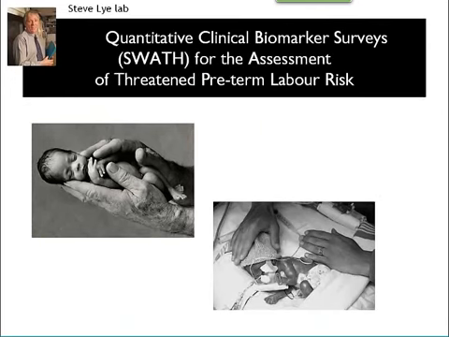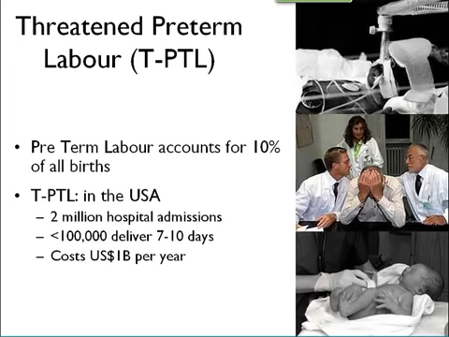Next story. This is more of public health. Stephen Lye's laboratory is very interested in threatened preterm labor, and threatened preterm labor is a problem everywhere in the world. What it is, women come in and present, they're in labor. They know it. It certainly looks like it's not Braxton Hicks contractions, it's contractions, and it looks like baby's coming. So that happens 2 million times a year in the US. But of those 2 million women that come in, only 100,000 really give birth.